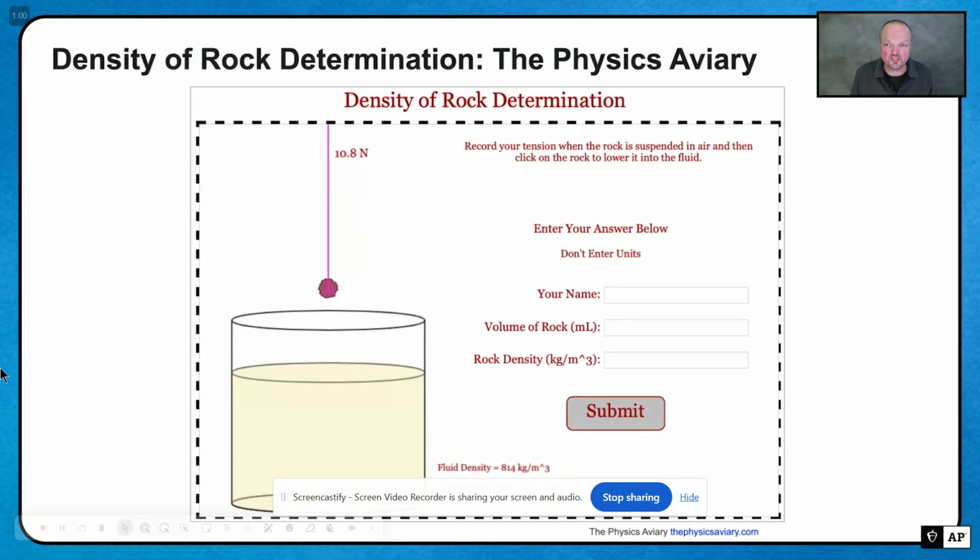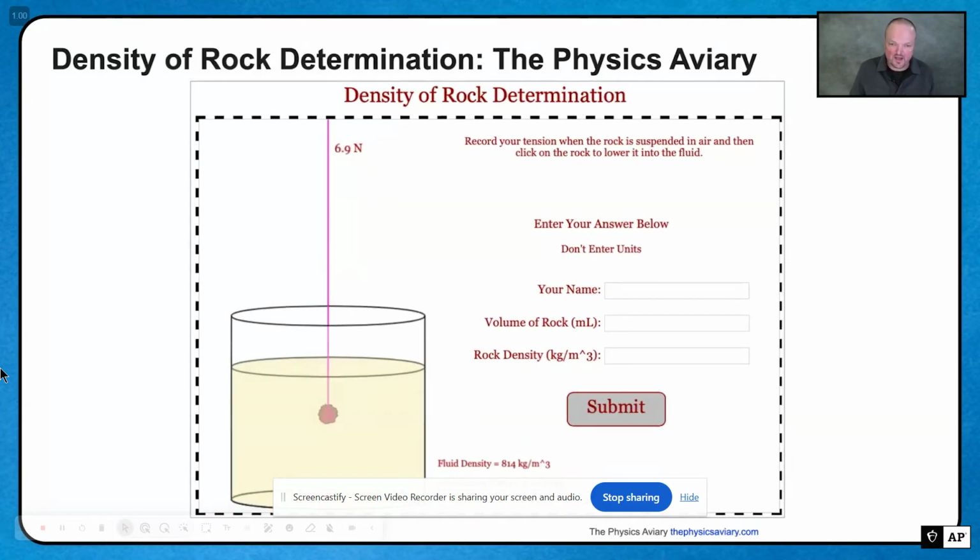It says record your tension when the rock is suspended in air, and then click on the rock to lower it into the fluid. So I know it's 10.8 newtons. Write that down. Another thing I'd point out is down here, in small print, it tells you the fluid density is 814 kilograms per cubic meter, which is less dense than water. And it tells me the gravitational field strength is 6.2 newtons per kilogram, which is less than the gravitational field strength of Earth. So I'm going to dip that rock into this liquid.